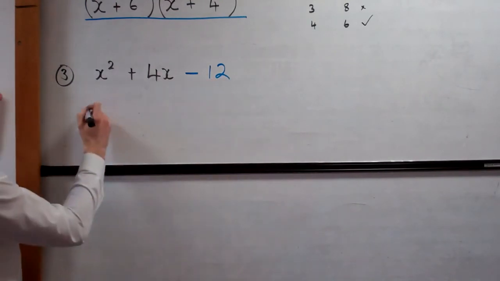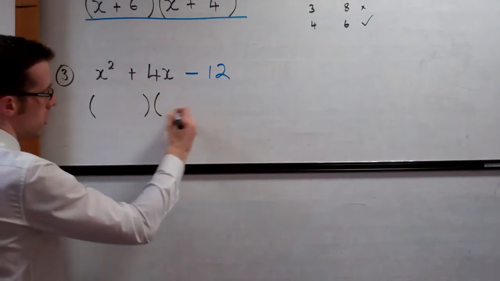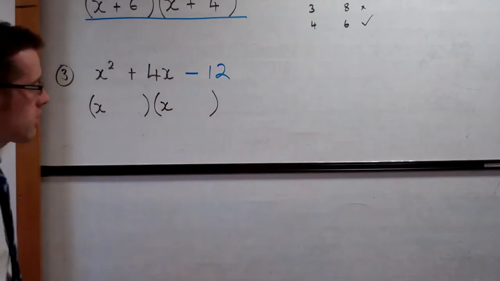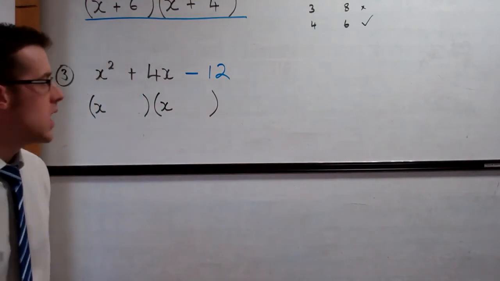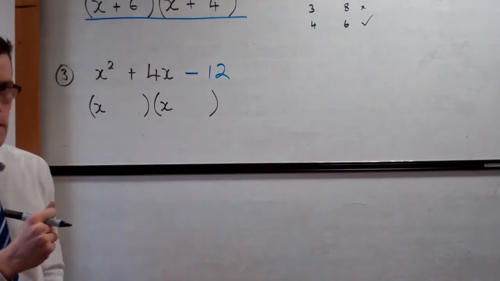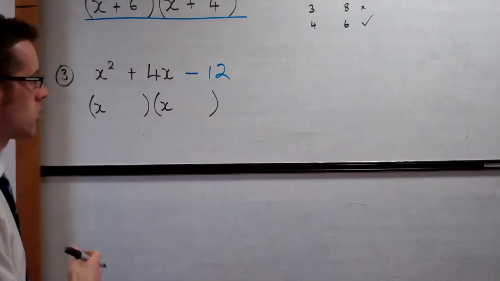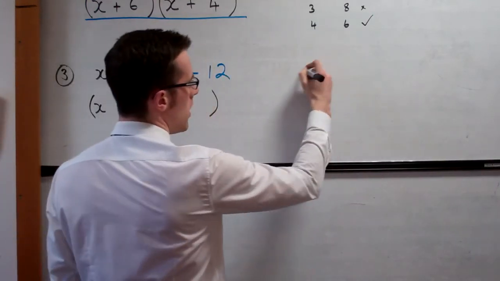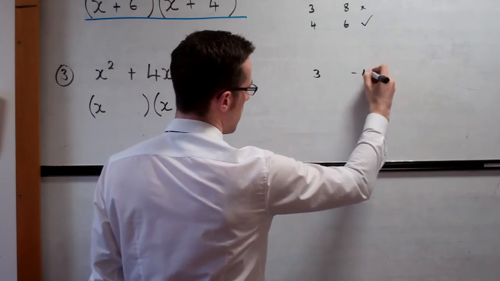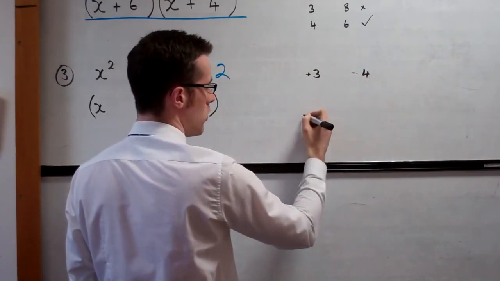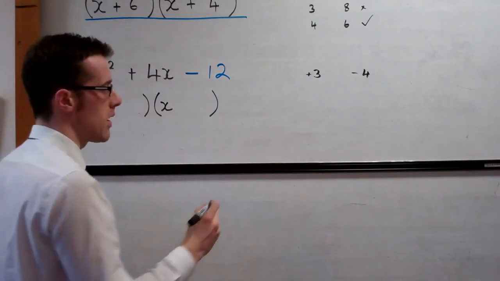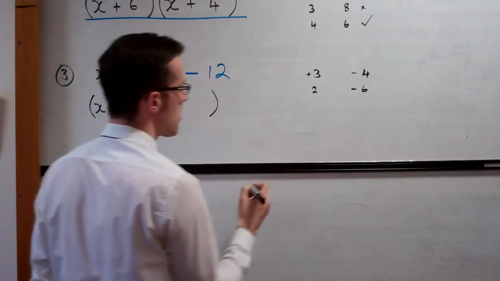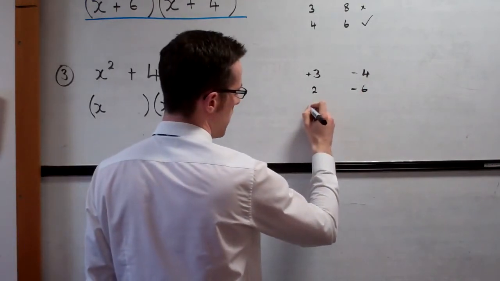So what we're looking for here then, we'll put our brackets down first of all. What we're looking for here is factors of negative 12 that are going to give me 4. Right, so again, 12's got quite a lot of factors, so let's see if we can predict this, okay? So let's have a look. Let's start with positive 3 and negative 4. And what else do we think might make that? 2 and negative 6. Let's try those.